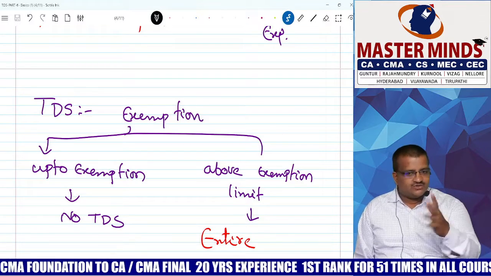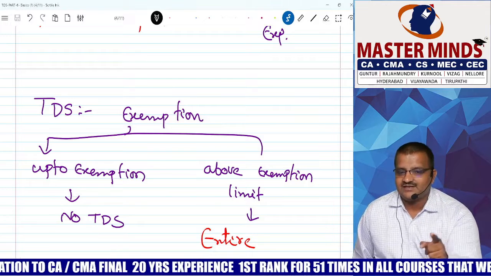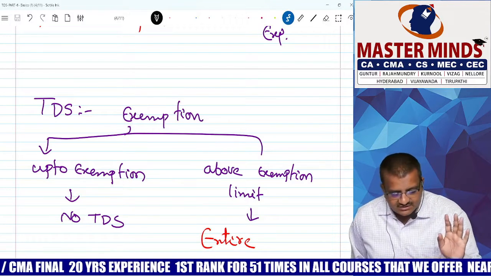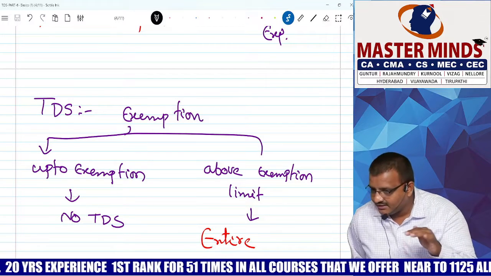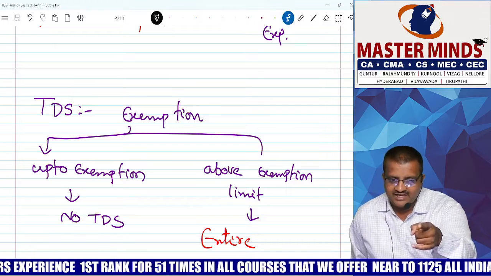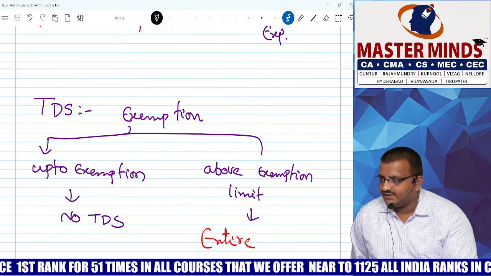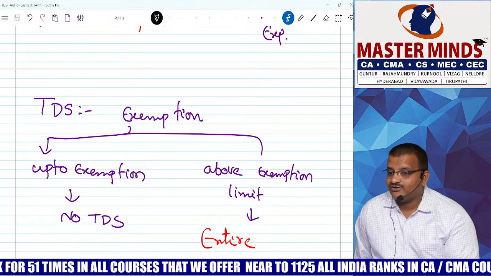But in some cases, like these kinds of TDS exemptions, up to that amount it is not subject to TDS. Once it is exceeded, the entire amount is subject to TDS. So TDS exemptions only up to that level are not taxable. If it is exceeded, fully taxable. See the word exemption: up to the exemption amount, no TDS. Above the exemption amount, the entire amount is subject to TDS.